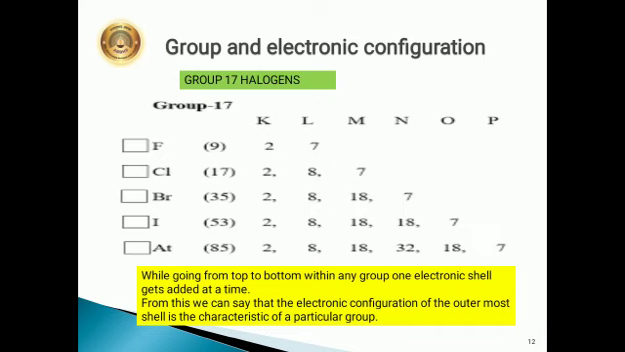So what we observe from all these 3 examples is that while going from top to bottom within any group, 1 electron shell gets added at a time. From this we can say that the electronic configuration of the outermost shell is the characteristic of a particular group.